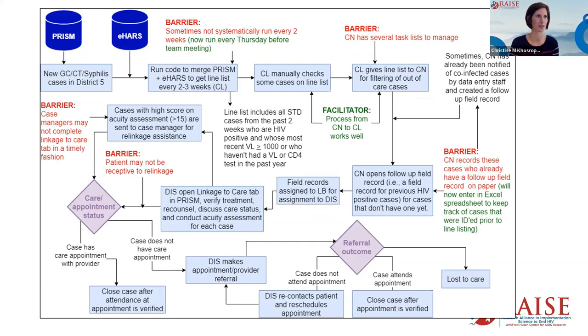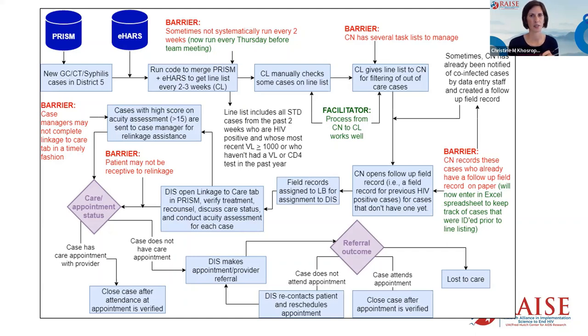And this was the most clear version. So essentially, I'm not going to go through all of this in detail, but just to walk through some of the steps, starting in the upper left-hand corner with these two data systems being merged. And we have in parentheses the initials of the person who was responsible for each step, just to help us keep track of that. So we have running the code to merge these data systems, and then someone manually checking something, giving a list to someone else, opening up a field record, and so on and so forth.